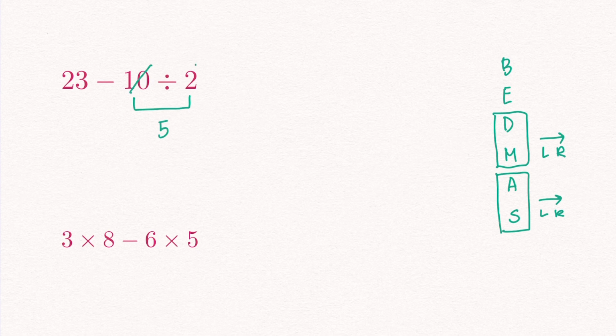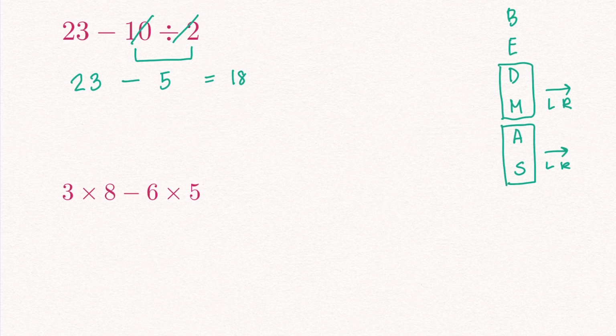So that's done, so I cross it out. And then rewrite whatever's left over. So the 23 needs to move down, and the take away sign needs to move down. 23 take away 5 equals 18.